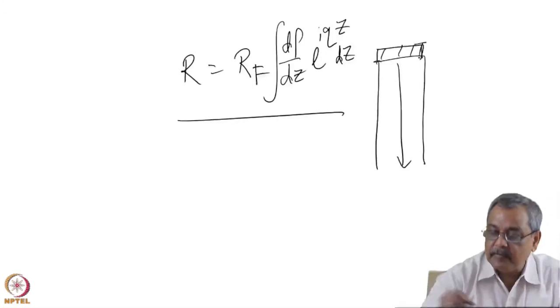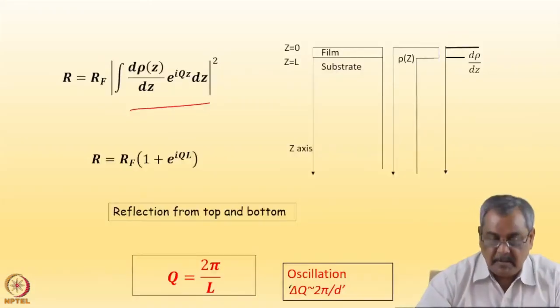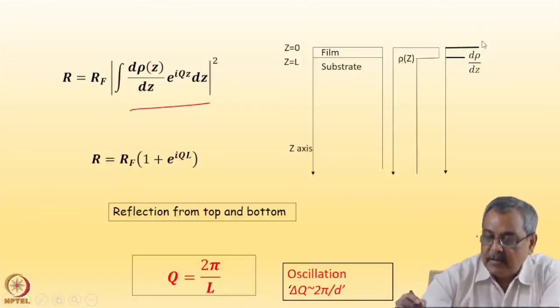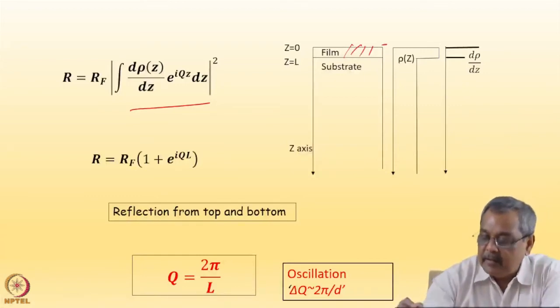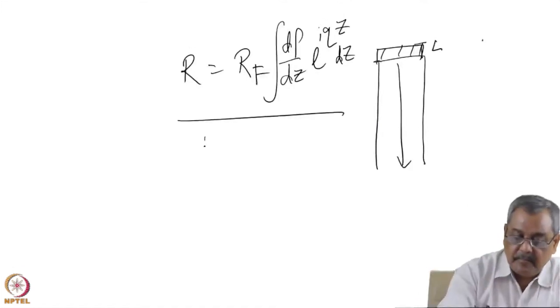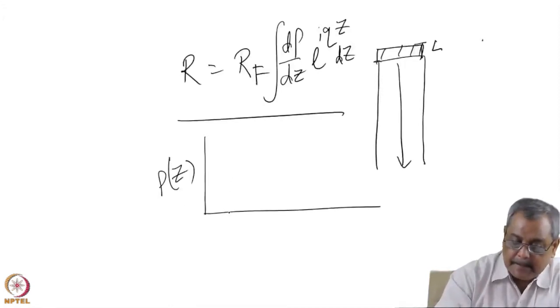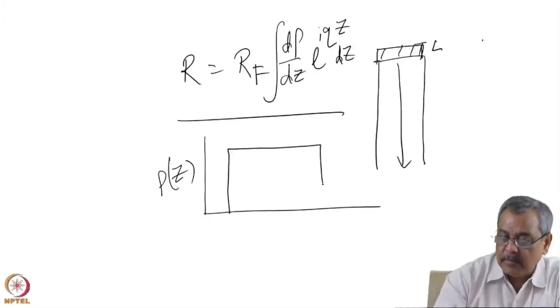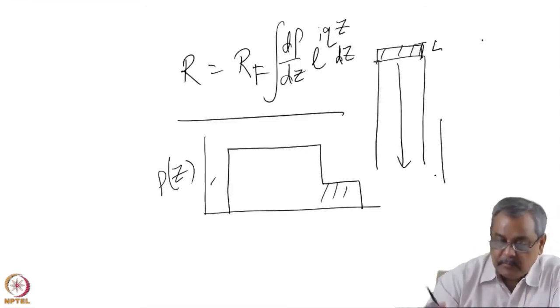Now, if I have a film of constant density of thickness L, let us say, then the density gradient will have two delta functions here. This is the film, and this is the density. You can see that one delta function will be at the film air interface, and the other delta function will be at the film substrate interface. So basically, let me just plot it. If I consider rho z, let's say this is a film air interface, the film goes, then this is a substrate. This is the density for the substrate, this is the density for the film, and this air has got a refractive index 1.